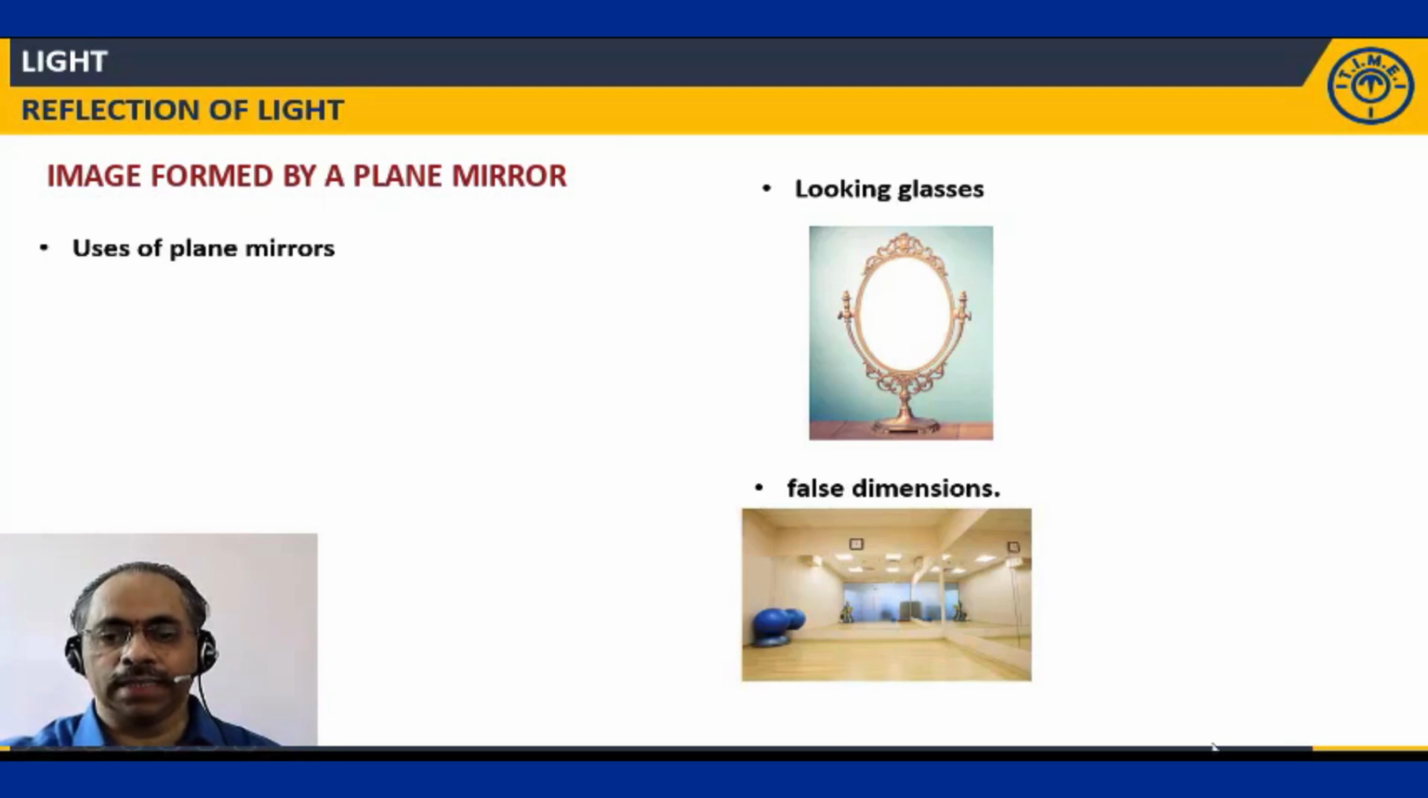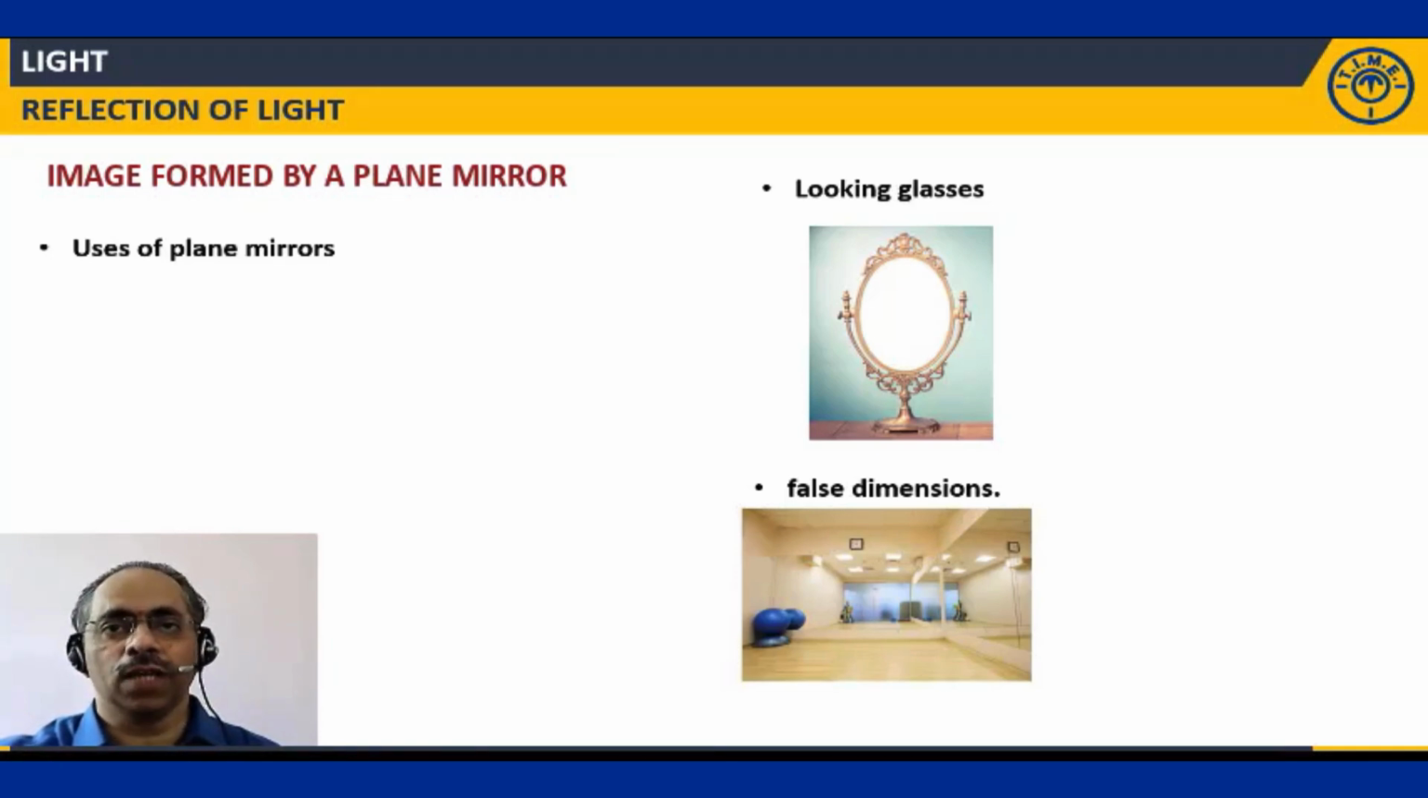In the same way on the right side also, if you consider, there is a plane mirror over here. That is the reason I am able to see the image of the wall clock on the right side also. So this makes the room appear to be bigger. That is what we mean by false dimensions.